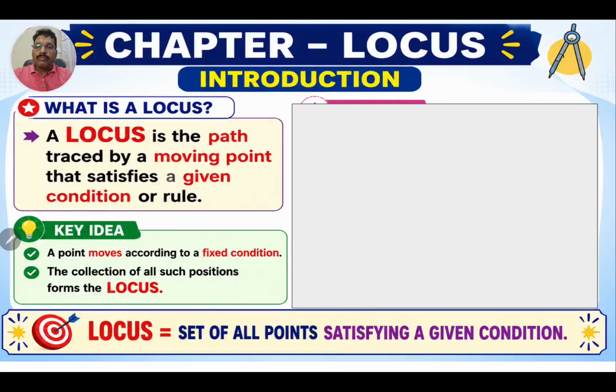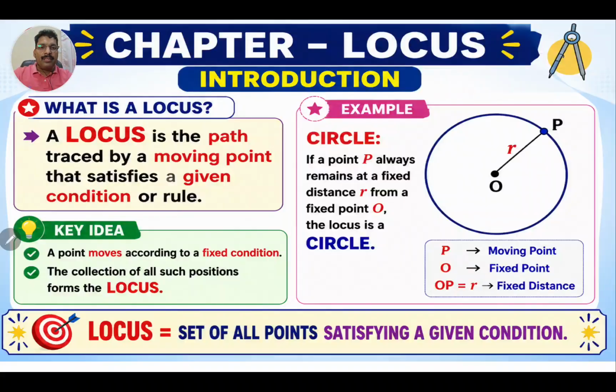Now, what is the definition of a locus? A locus is a path traced by a moving point that satisfies a given condition or rule. Otherwise, a set of points which satisfies the given condition or rule is called a locus. A point moves according to a fixed condition, and the collection of all such positions forms the locus. For example, if a point P always remains at a fixed distance from a fixed point O, the locus is a circle.